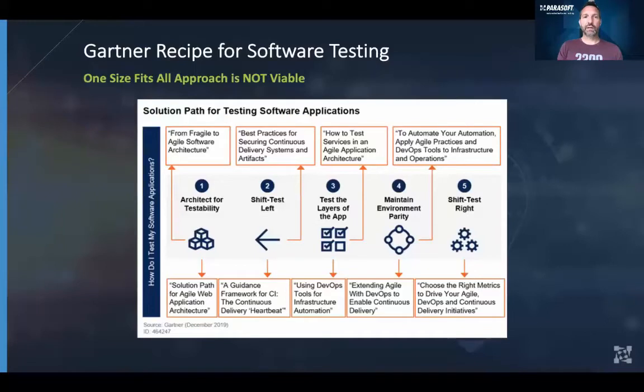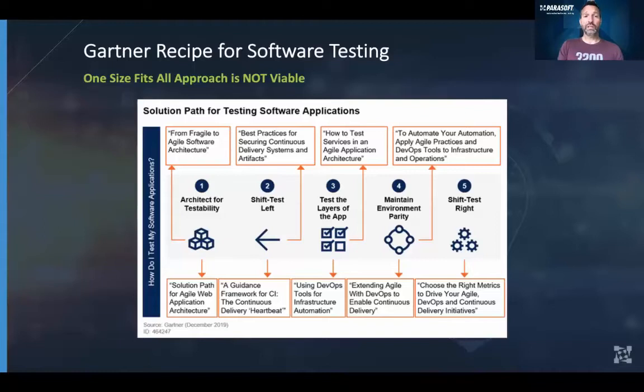So with that, I don't want Gartner to feel left out. There's a really good report as well from Gartner about a solution path for testing software applications. And I think this is actually excellent because each of those orange boxes represents a whole set of research and a paper that they have produced that gives you insights into those areas. But they basically say, hey, look, there's 5 steps or 5 areas in terms of a solution path.